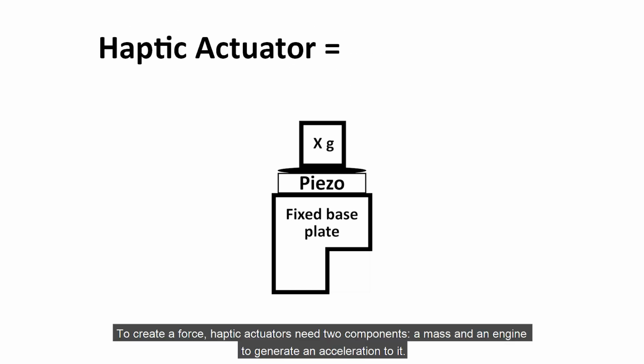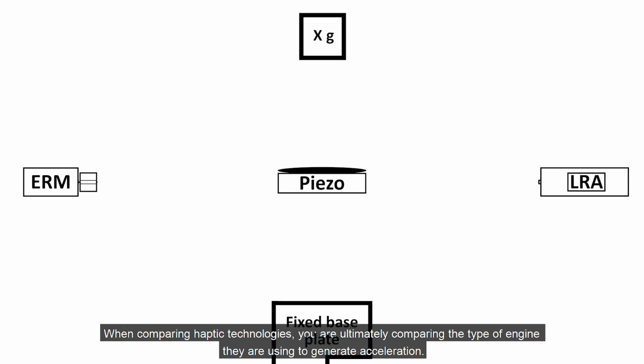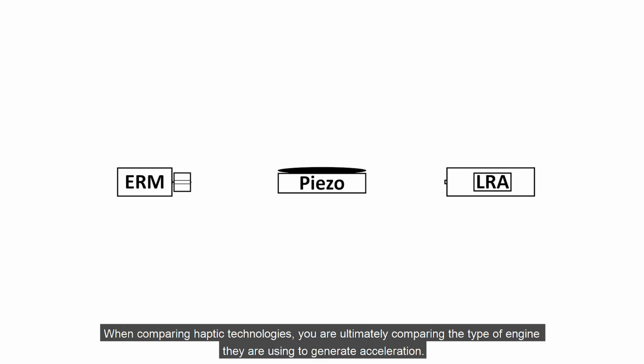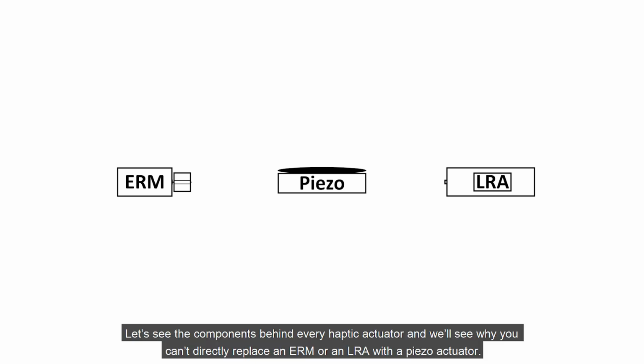To create a force, haptic actuators need two components, a mass and an engine to generate an acceleration to it. When comparing haptic technologies, you are ultimately comparing the type of engine they are using to generate acceleration. Let's see the components behind every haptic actuator, and we'll see why you can't directly replace an ERM or an LRA with a piezo actuator.